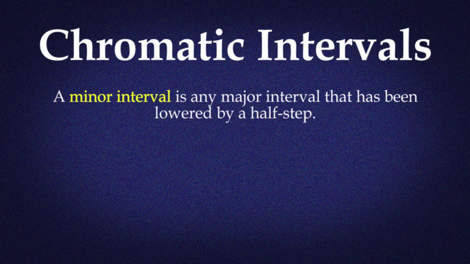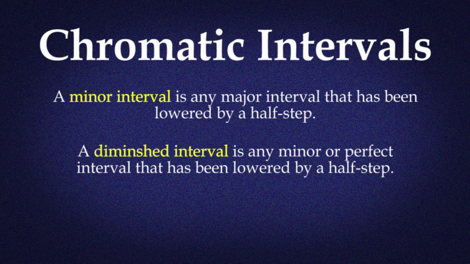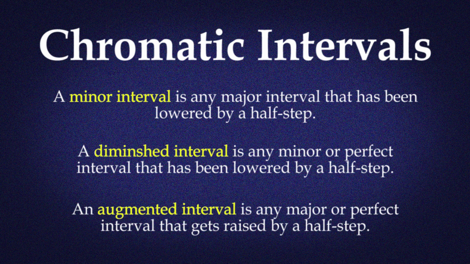Any major interval that gets lowered by a half step is called a minor interval. Any perfect or minor interval that gets lowered by a half step is called a diminished interval. Any major or perfect interval that gets raised is called an augmented interval.